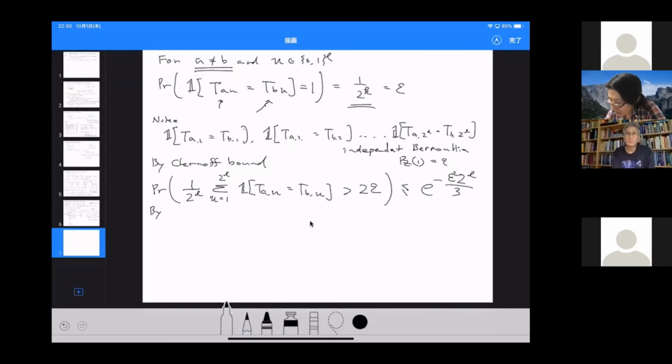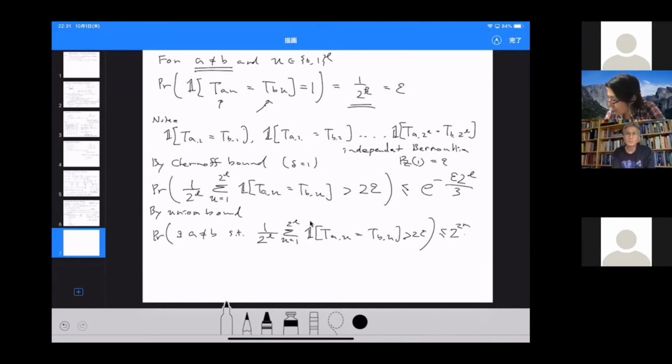Okay, so by union bound, oh sorry, this is epsilon. We apply Chernoff bound for delta equal 1, by the way. So by union bound, the probability that there exists A not equal B such that the arithmetic mean of these guys exceeds 2 epsilon is less than 2 to the power 2m times this guy.